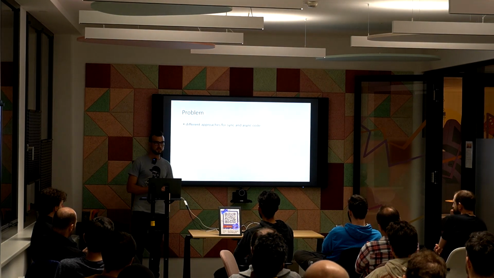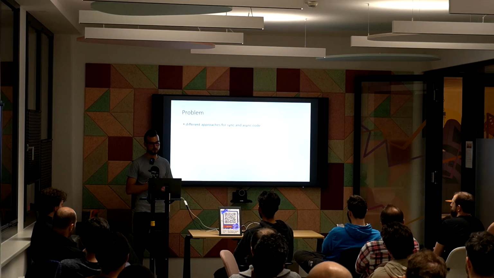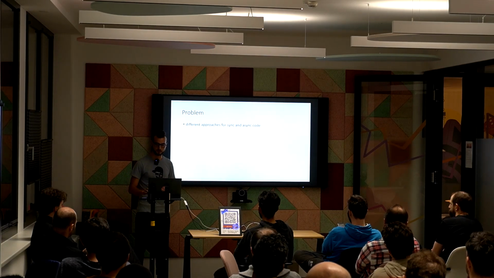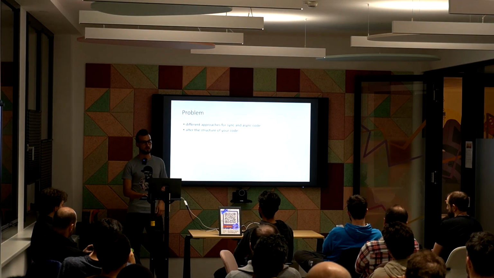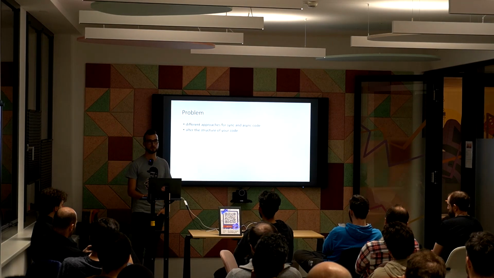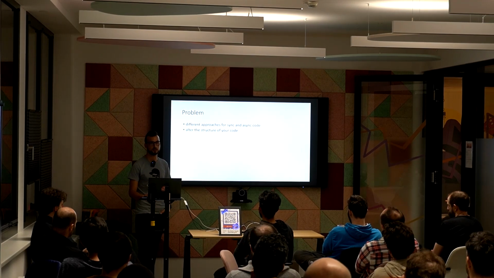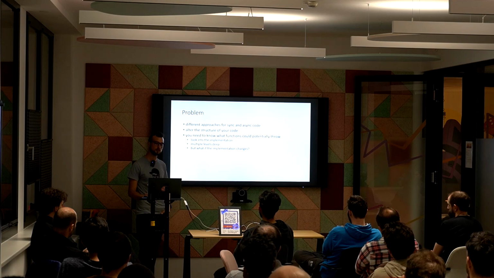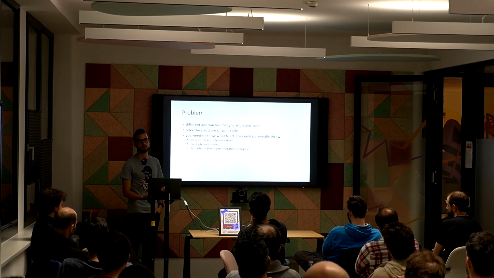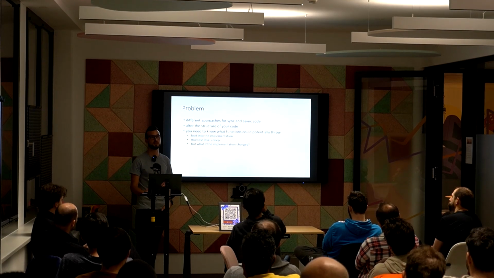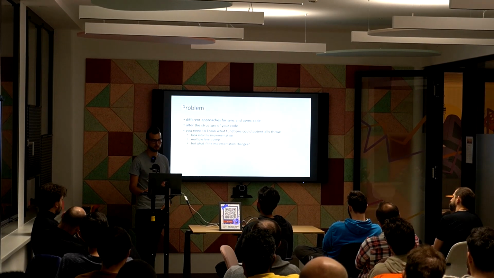So let's summarize this a bit. We have different approaches for synchronous and asynchronous code. They also alter the structure of your code. It is not linear anymore. And you need to know what function could potentially throw. You have to look into the implementation of that function to see if it throws or what it throws.